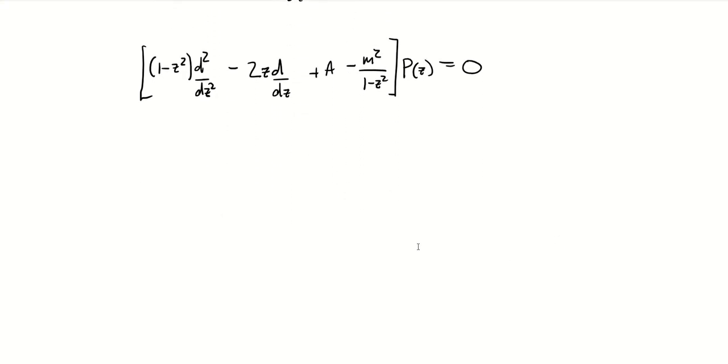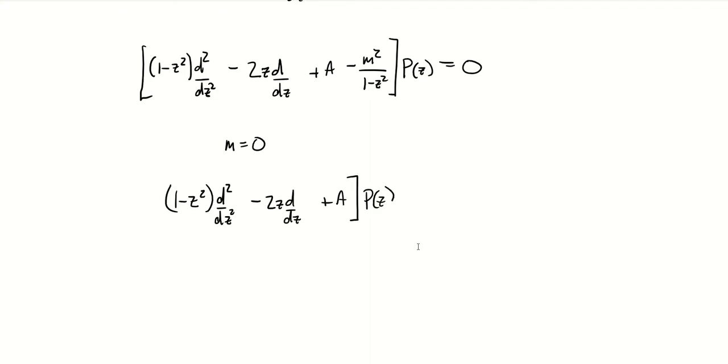We can look at a specific case, right? If we look at the m equals 0 case, this term goes away, and we get a simpler equation: (1 minus z squared) d squared/dz squared, the second derivative with respect to z, minus 2z times the first derivative with respect to z, plus a. This equation is called just Legendre's equation, and we can solve this just with a series solution.